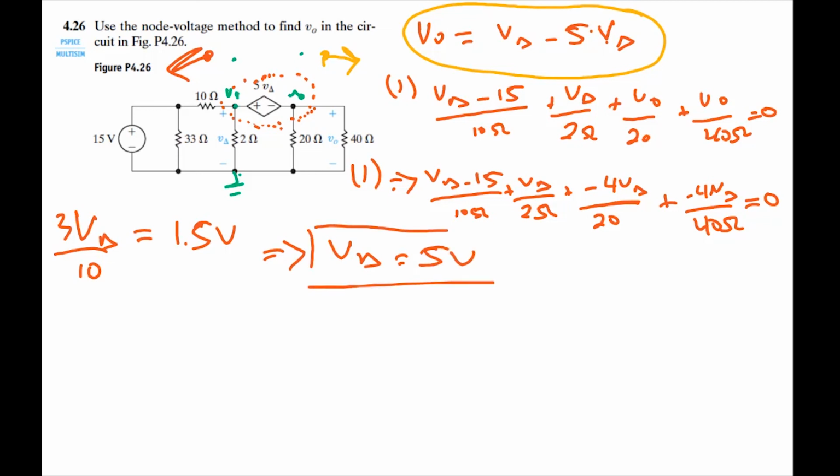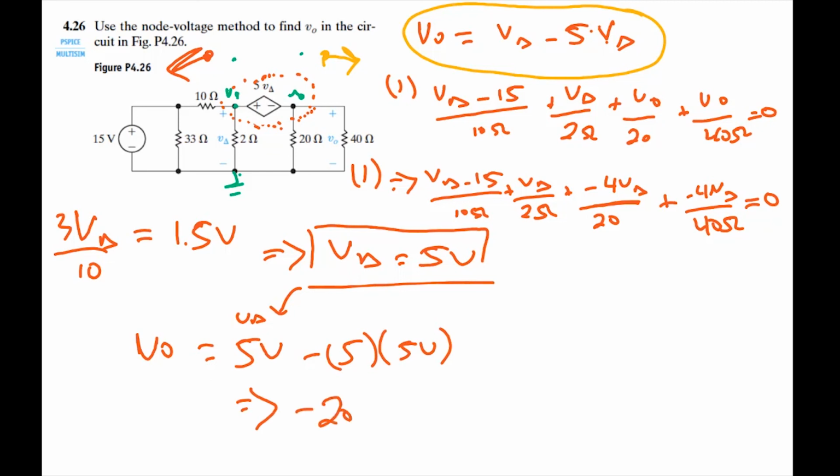And that's not our final answer. What we're going to do is solve for V0, and we know that V0 is equal to V delta, which is 5 volts, minus 5 times 5 volts, which is then negative 20 volts. And that's it. Thank you.